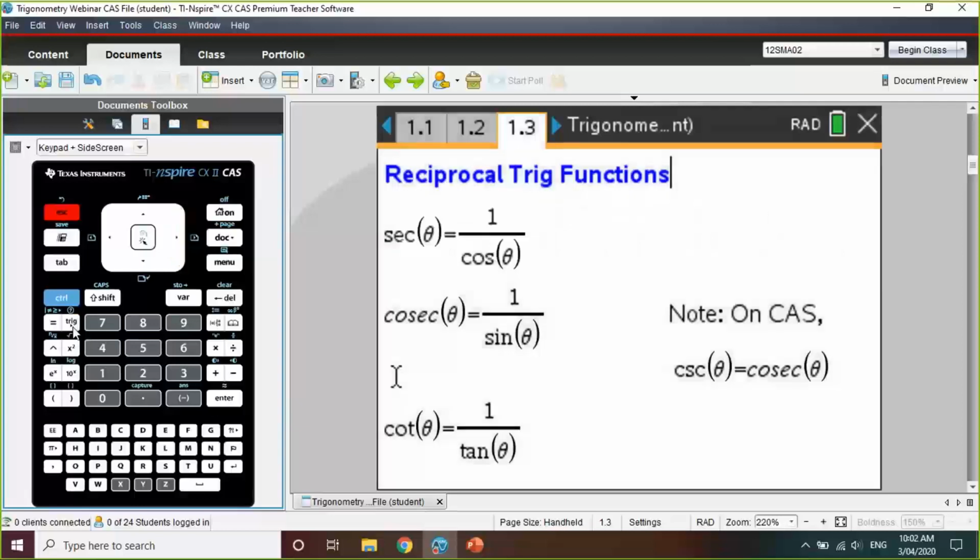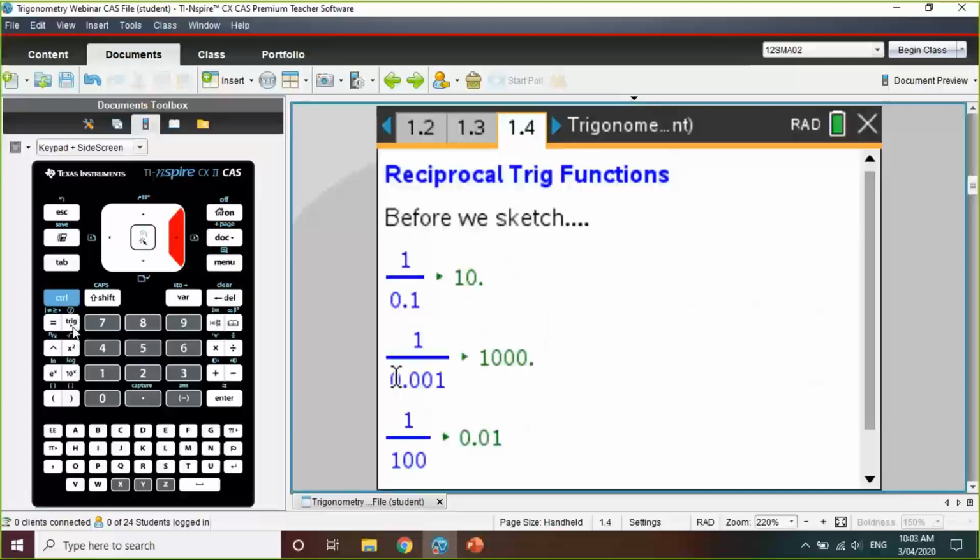Okay? So before we look at some graphing, just one thing to keep in mind. When we divide a number by a really small number, such as 0.1, we're going to get a bigger number, such as 10. And when we divide by an even smaller number, we get a really big number. And then opposite-wise, when we divide by a big number, we're going to get a small number. So just keep that in mind before we look at some graphs.